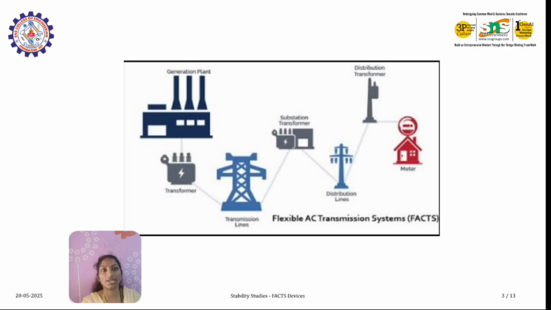So this is a general picture of a flexible AC transmission system, where we'll be discussing a generation plant, a transformer, and transmission lines, which will be supplied to the substation transformer, and from there we will be distributing the power. So this is a general transmission system picture.